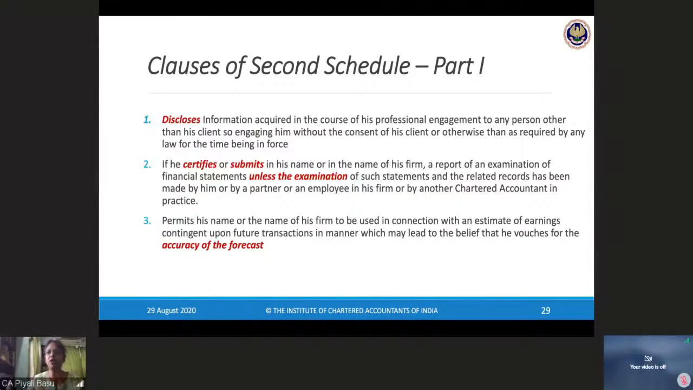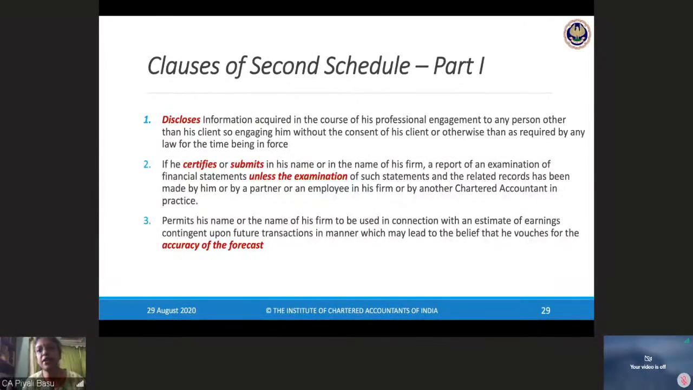So what do you mean by confidential? Any information which your client is sharing with you for the purpose of executing your professional duty is confidential in nature. You are not supposed to disclose it. That's the first thing a member should remember. Everything that is communicated between you, the member, and the client is confidential in nature.